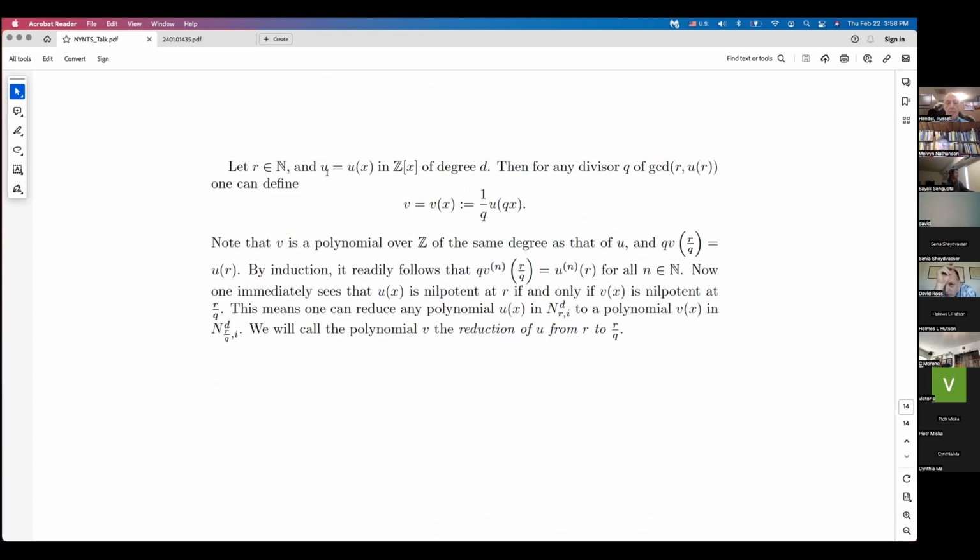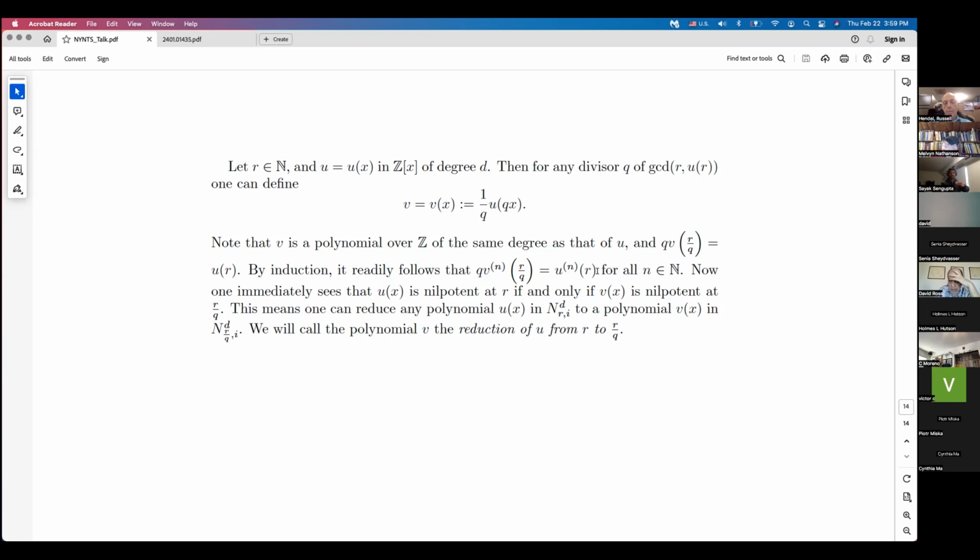If you have something u of x and a starting point r, and let q be any divisor of the GCD of r and u of r, and you define v of x to be the polynomial 1 over q times u of qx, we can ensure that v of x is indeed a polynomial over the integers. By induction, it follows that q times the n-th iteration of v at r over q is equal to the n-th iteration of u at r. So unless q is equal to 1, we can always reduce these things to smaller numbers.